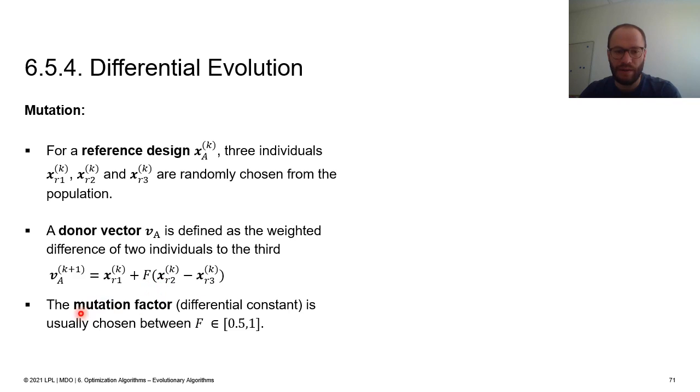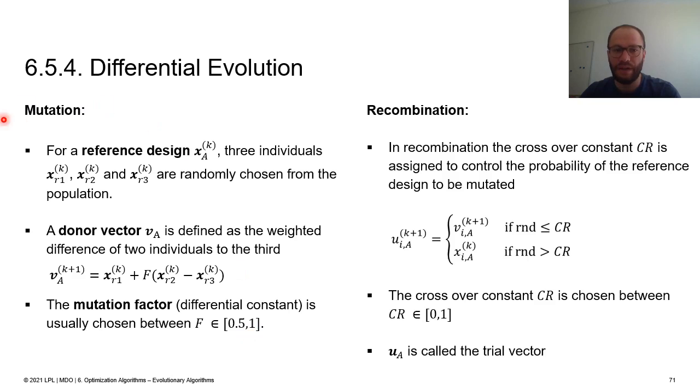And there's also the so-called mutation factor. This is scaling the difference vector of those two. These algorithms are heuristic algorithms, so usually you choose a factor F, the mutation factor, between 0.5 and 1. After the mutation, the recombination takes place.